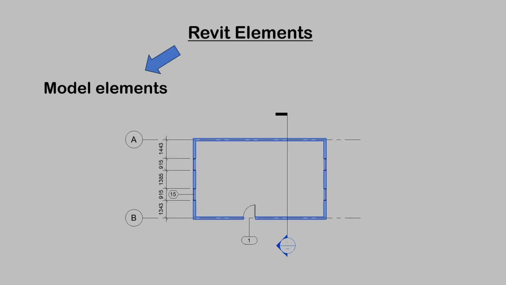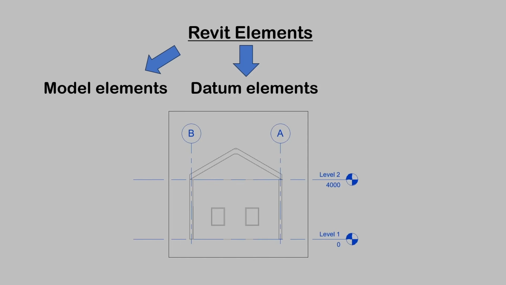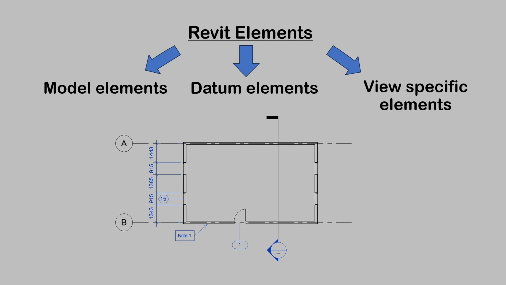Then these elements are being divided into model elements, which you can imagine as 3D representation of the geometry in the project. For example, walls, doors, and windows. Then there are datum elements, which help define project context. For example, grids and levels. And then there are view-specific elements, for example, dimensions, text, and text nodes.